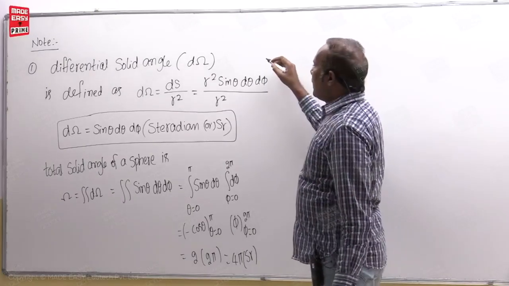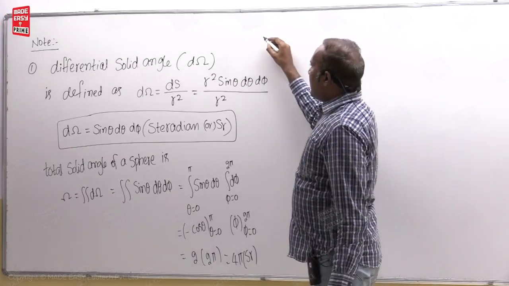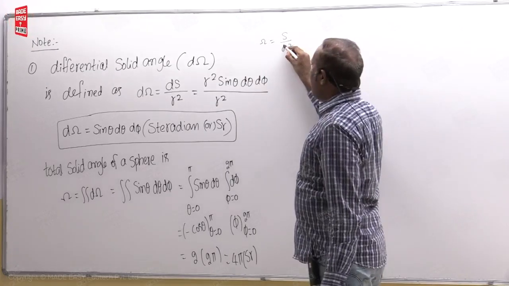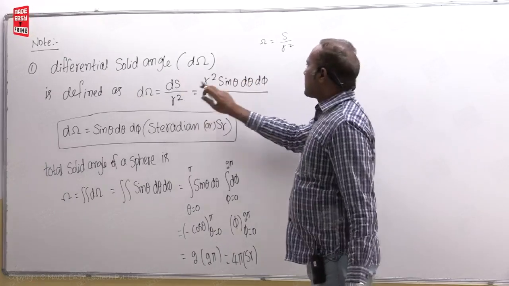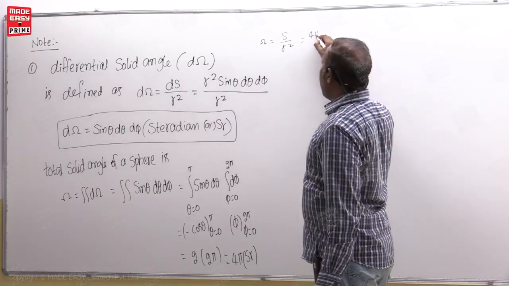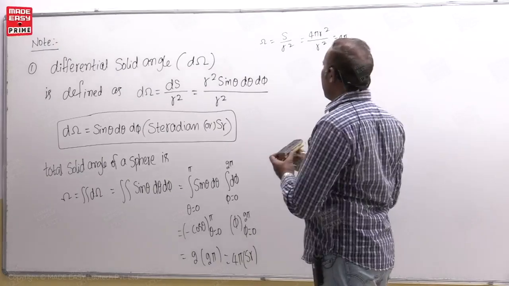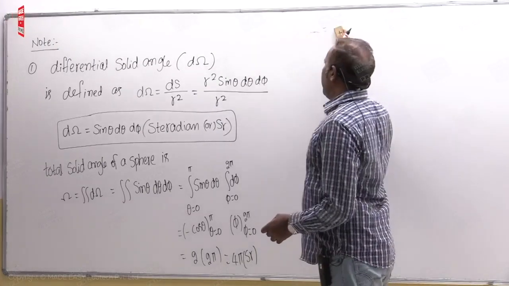That means, have you seen, students, for a sphere, omega is area by r square. For a spherical surface, area is 4 pi r square divided by r square. You get 4 pi steradian.